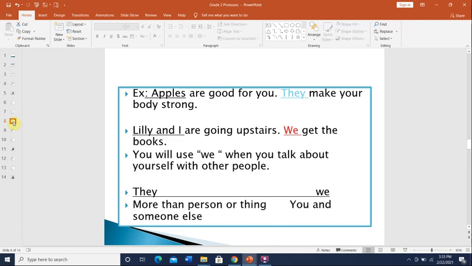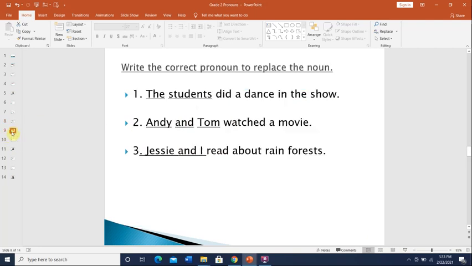Okay? Apples are good for you. Apples here is plural, so I replaced it with they. They make your body strong. Lily and I are going upstairs. When there's another person and you're talking about yourself, when you see I, another person and I, we replace it with we. Okay? Other examples here.